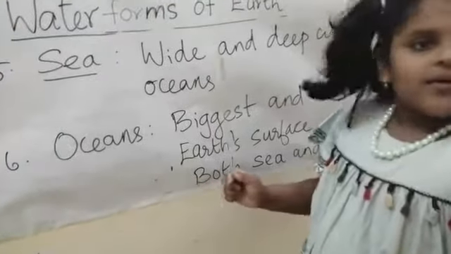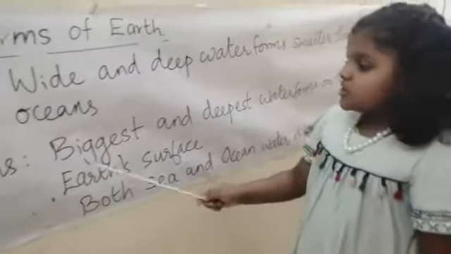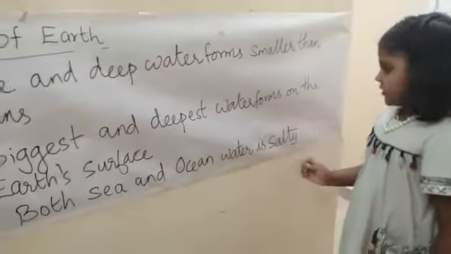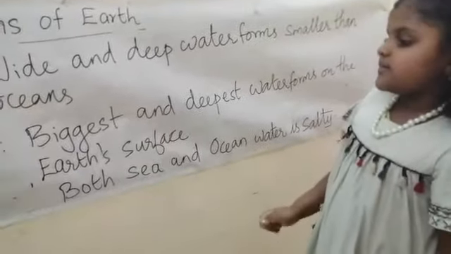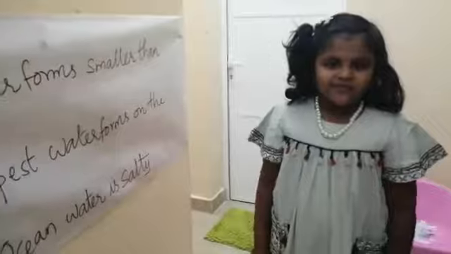Number 6. Oceans. Do you know what are oceans? Oceans are the biggest and deepest waterform on the Earth's surface. Both sea and ocean water is salty water. In oceans and seas, there are many marine lives.